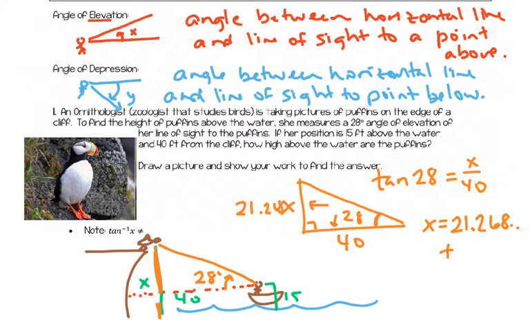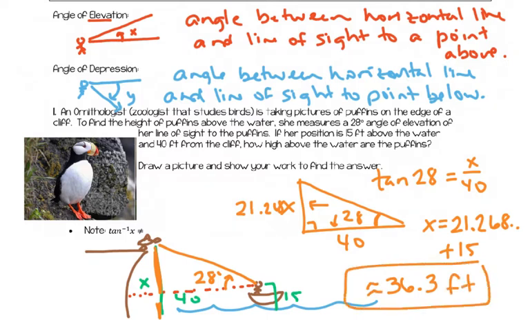Then if I add 15 feet to that, that's going to make it about 36.26, so about 36.3 feet above the water. And that's how far up the puffins are. So if they fell into the water, that's how far they'd go.